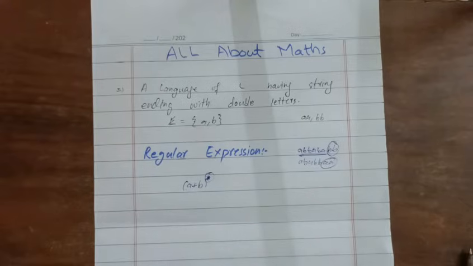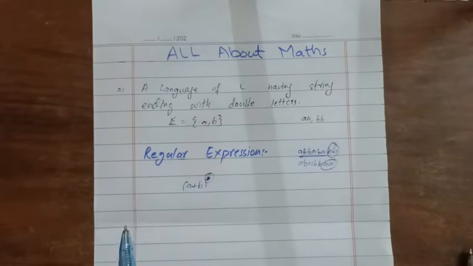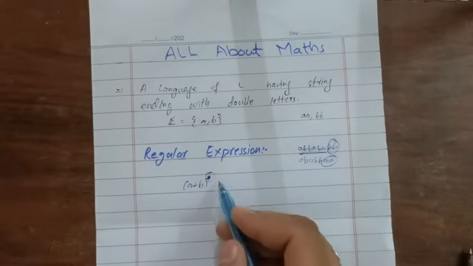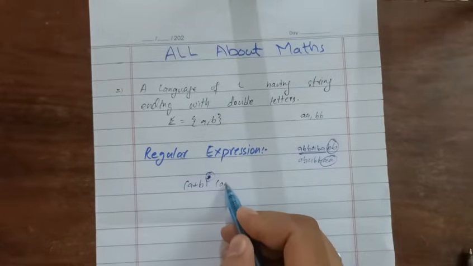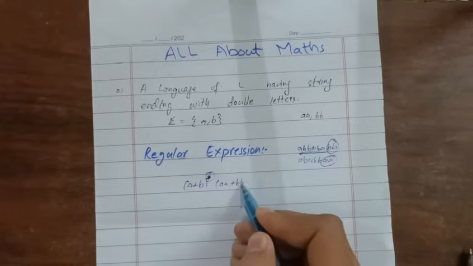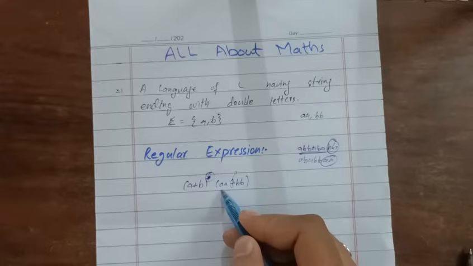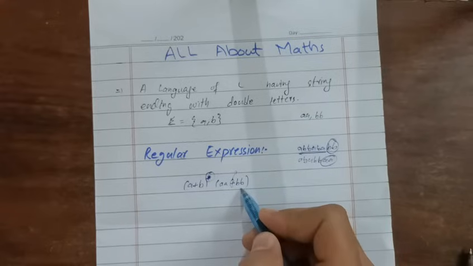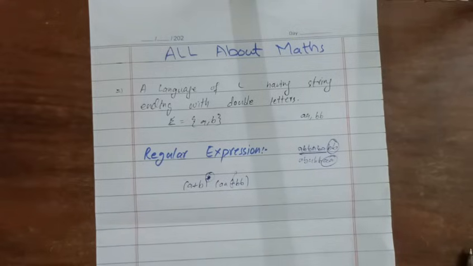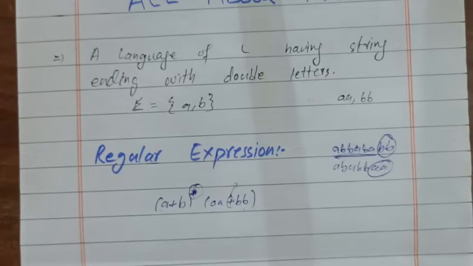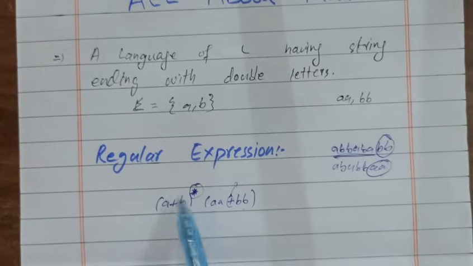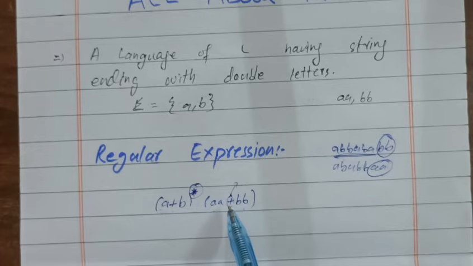From this, like ABB, any string, but we are interested in such strings that end with double A or double B. So here we will use double A plus double B. This plus sign is used for the OR operation. We can use this or this, right? So now I hope you let me zoom it for you a little bit. You can see this clearly: A plus B closure, double A plus double B.